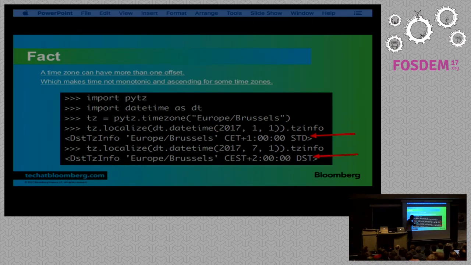using datetime. And here you can see we pass a date in winter, and the offset is plus 1. This is Central European Time, and this is standard time. Whilst if you take a day which is in summer, this is Central European Summer Time, the offset is plus 2, and you get daylight saving time.